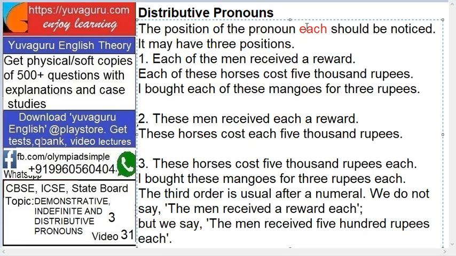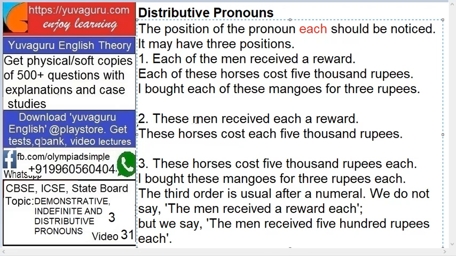Now the important part about the pronoun each. The position of the pronoun each should be noticed. It has 3 main positions. In examples 1, 2 and 3: Each of the men received a reward. Each of these horses cost 5,000 rupees. I bought each of these mangoes for 3 rupees. This is one position.